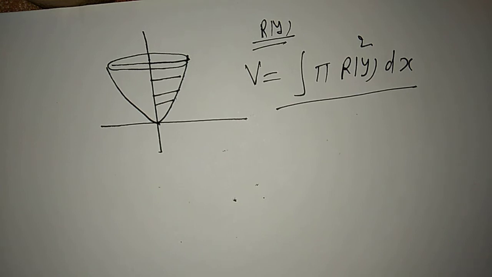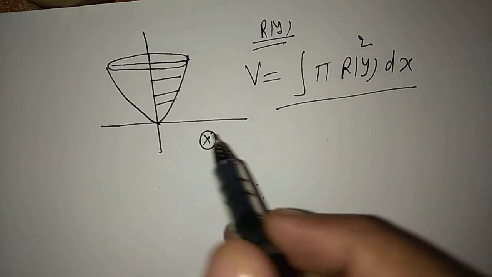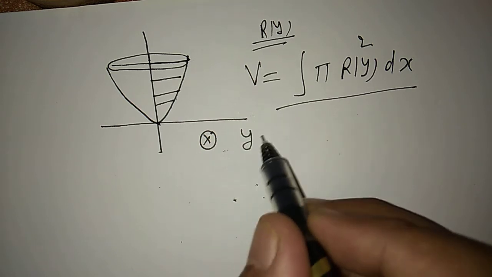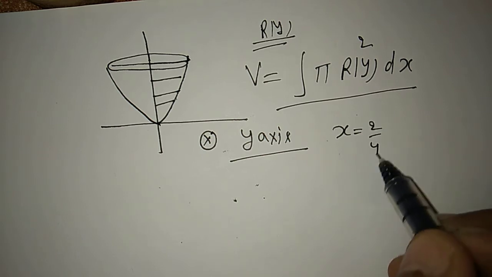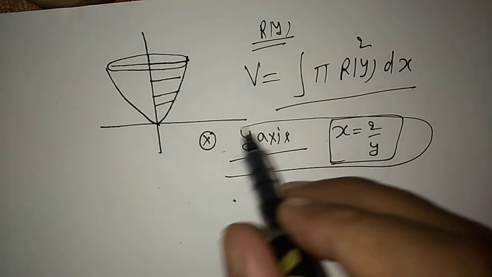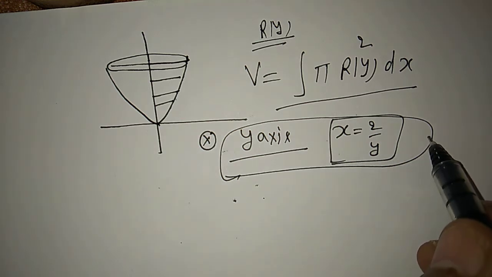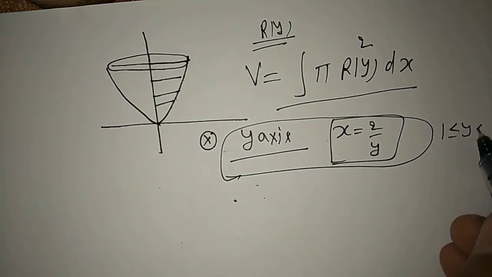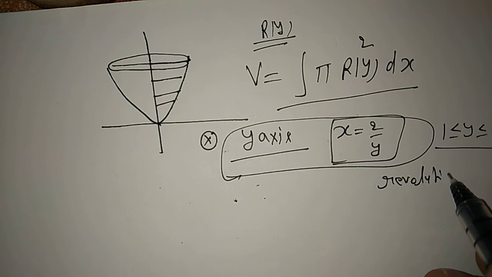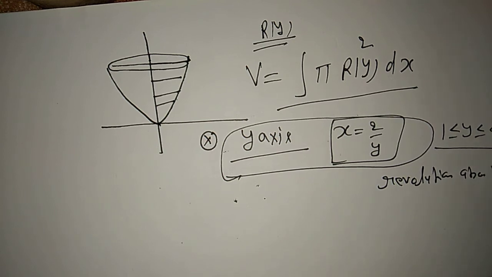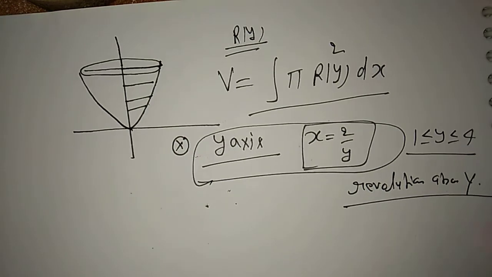I will take one problem which has a revolution along the y-axis. First we'll see the region. The region is bounded by the y-axis and x equal to 2 by y, with y varying from 1 to 4, and the revolution is about the y-axis.